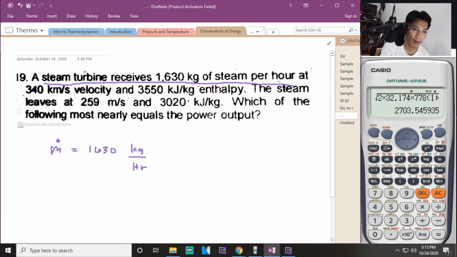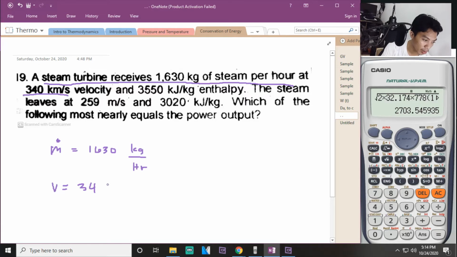So, ito na. Ito daw yung iyong mass flow ng steam at 340 kilometers per second na velocity. So, that is 340 velocity niyan. 340 kilometers ba yan? 340 kilometers per second.